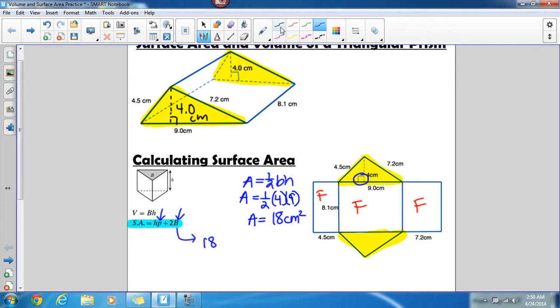But I also need the perimeter of the base. Remember, perimeter means that we're talking about the measure of the outside of a shape. So if I was to walk around the outside of this triangle, that would give me the perimeter. So how do you find that? That's right, you add it up. So perimeter equals 4.5 plus 7.2 plus 9. So I add those up.